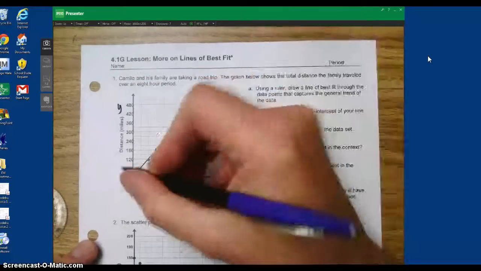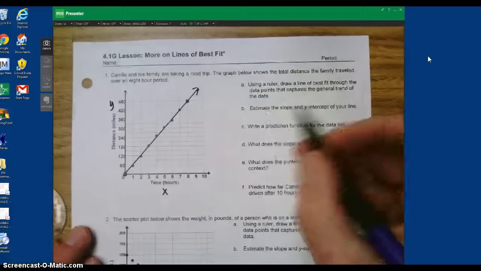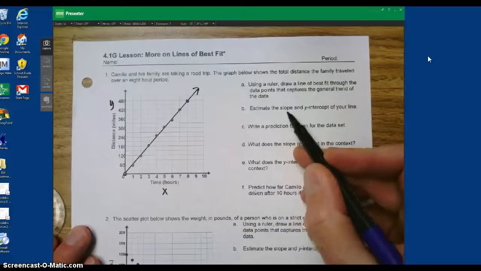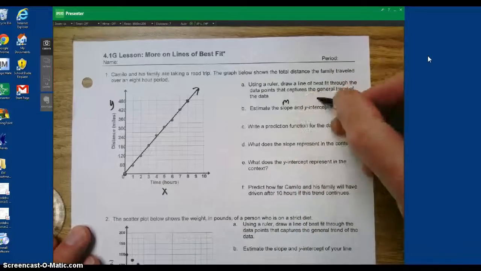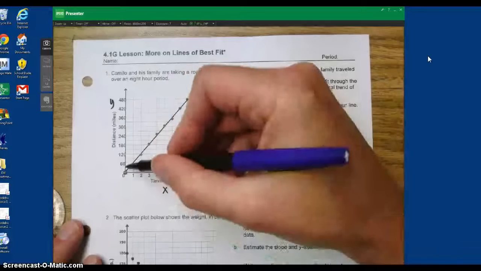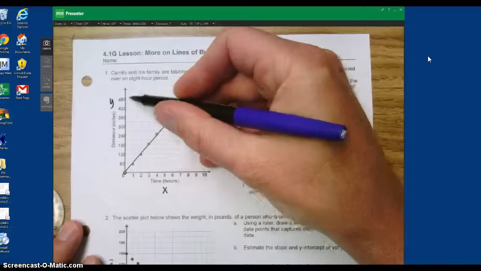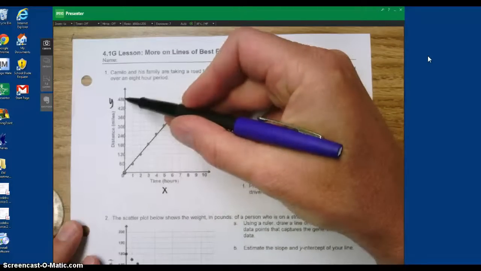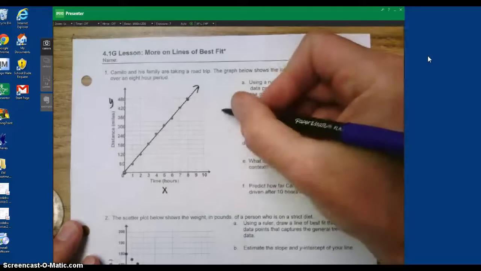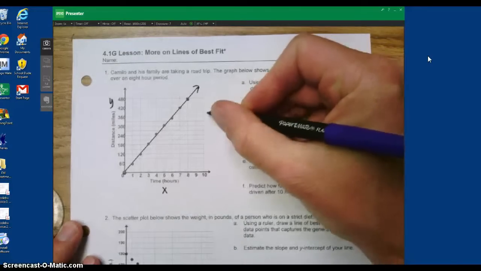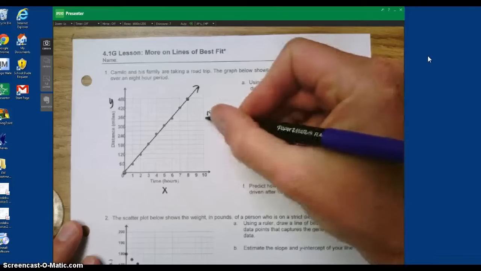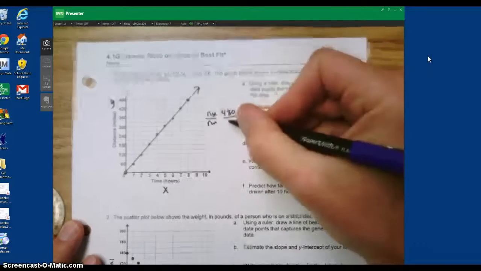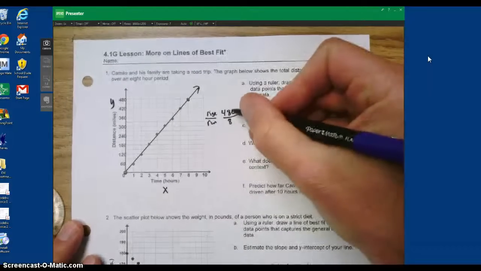Again, there's a dot, there's a dot. This is why I need those 2 dots, because I'm going to estimate the slope. You know that's m, and you know that's b of our line. So what's my rise, and what's my run? Well, we go up from 0 to 480. That's my rise, 480. And my run is what? 8, right? 480 miles in 8 hours.